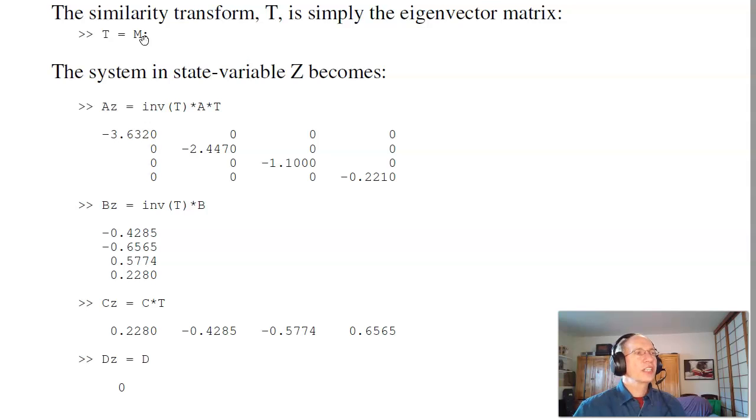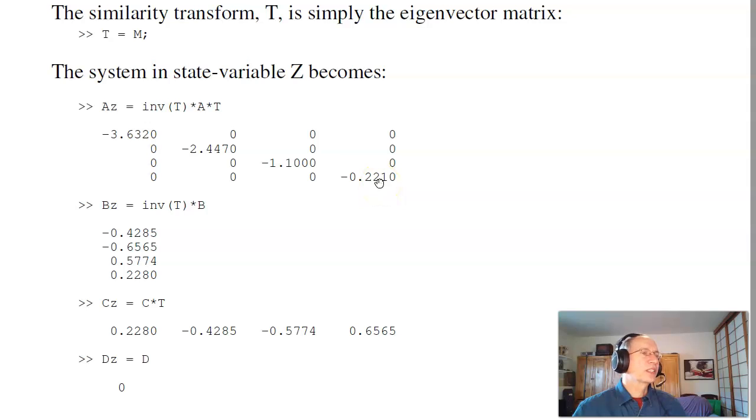And as a check, I can try it. In the transform space, AZ is just T inverse AT. That's diagonal. Exactly what you expect for Jordan form. My B matrix is inverse of T times B, C matrix. This is also where you can see observability, controllability, something we'll talk about a little bit later. If the B matrix term is 0, that means the input can't affect this state. All the B terms are non-zero, so all four states can be affected.